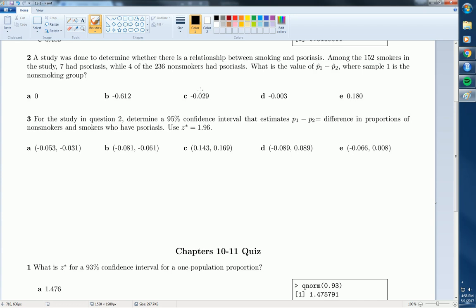Number 2 says we look at 152 smokers and find 7 with psoriasis. We look at 236 non-smokers and find 4 with psoriasis. So what is the value of p hat 1 minus p hat 2, where sample 1 is the non-smoking group? So p hat 1 is the proportion of non-smokers who have psoriasis. That is 4 out of 236. And the p hat 2 is the proportion of smokers who have psoriasis. That is the 7 out of 152.